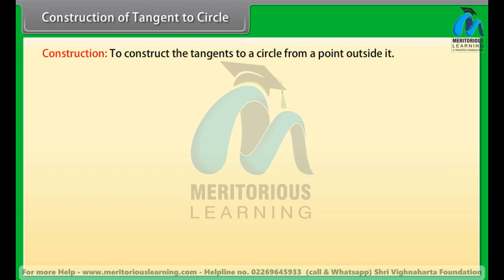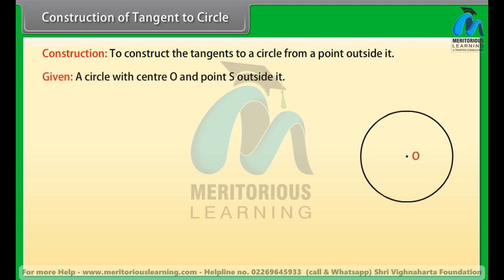Construction. To construct the tangents to a circle from a point outside it, we are given a circle with center O and a point S outside it. We have to construct the two tangents from S to the circle.